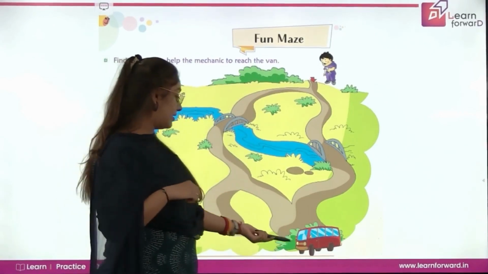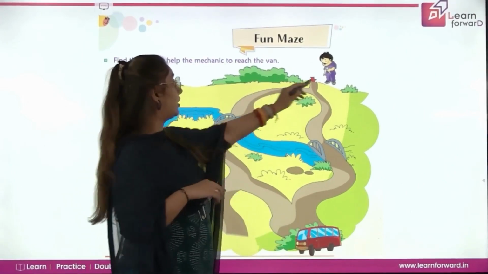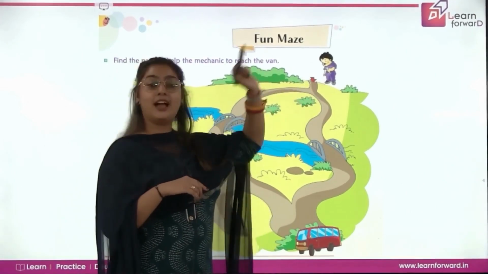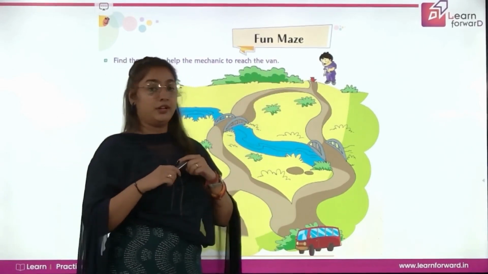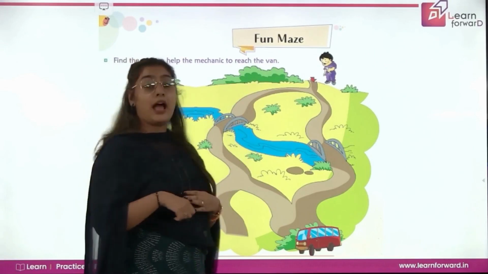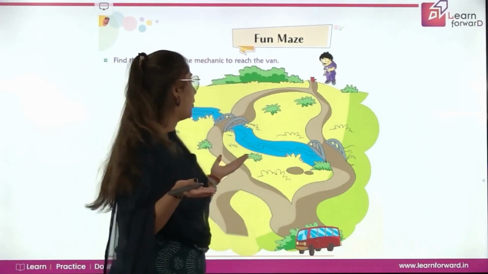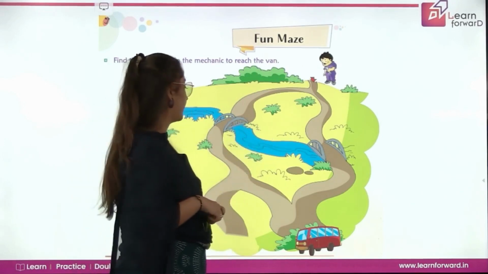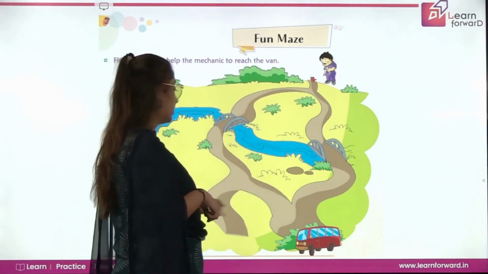And this is van. अब van यहाँ पे खराब हो गई है और मैकेनिक कहाँ है? यहाँ पे. Where is mechanic? Here. Now mechanic have to find out the right path. Find out the right path to go. This or this.